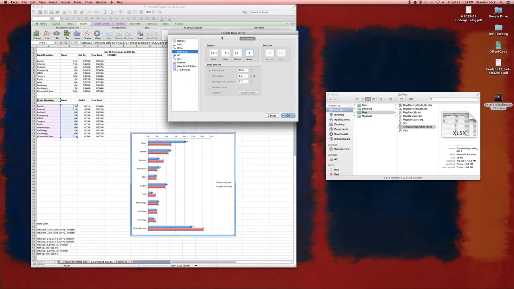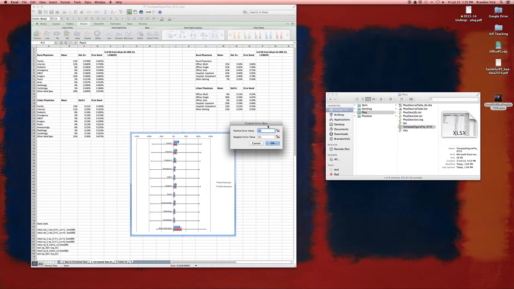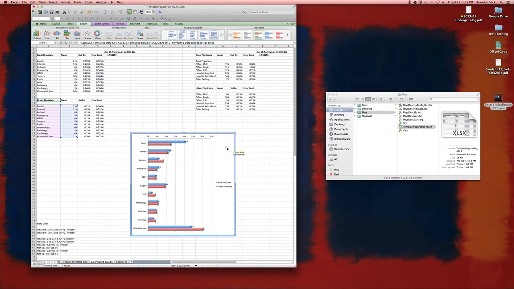Let's do that for the urban ones. I need both. I need a cap, and I need a custom value. Okay, those error bars are the range here. These custom bars are the same range. And I click OK and OK. So what's going on here? So the urban physicians, there's a lot more of them in the data. I think roughly 4 or 5 times more urban physicians. So the standard errors are much smaller. The error bars are much smaller for my urban physicians than it is for my rural ones.